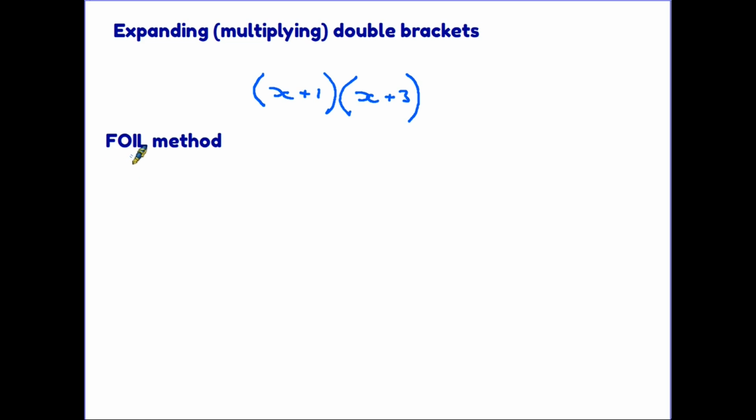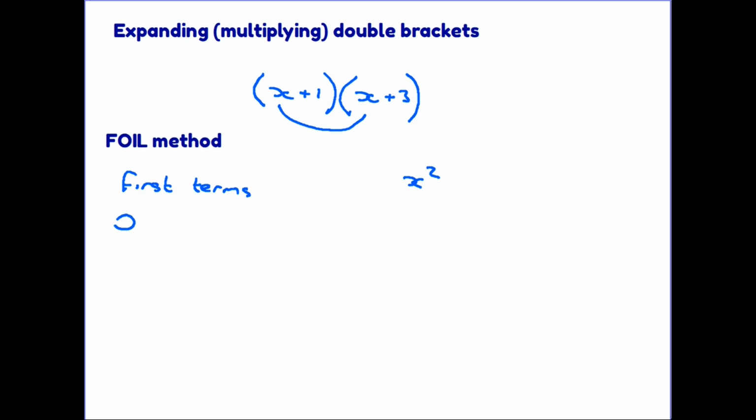We are simply using the 4 letters in the word FOIL to remind us of the process. The F stands for first, and it means what we need to do is to multiply together the first terms in each of the brackets. In this case, it's the X and the X. So they are the first terms in each bracket, so we start by multiplying them together. So X times X is X squared.